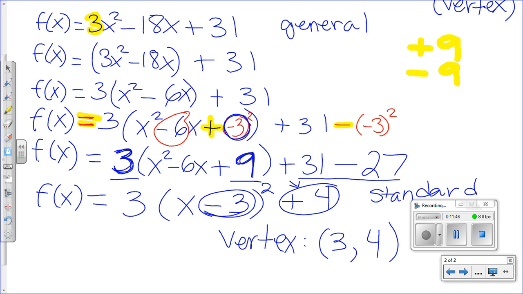What about this 3? What is this 3 doing? It is outside, so is it going to be a vertical stretch or a horizontal stretch? Vertical stretch. So since it multiplies all the y values by 3, it's going to make them larger.